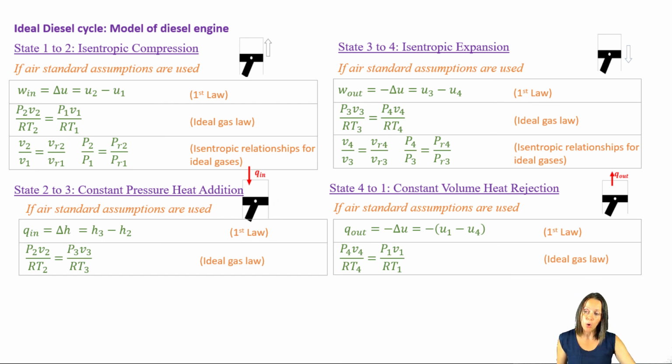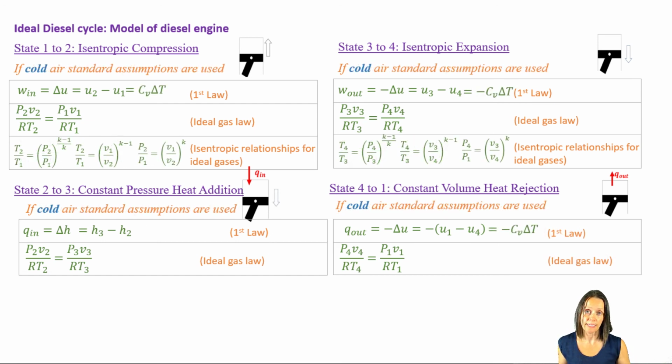And if we made cold air standard assumptions, we could put that delta H into terms of Cp delta T. So Cp times T3 minus T2. And of course, if you needed to calculate the boundary work, it would just be that P delta V equation that we talked about.